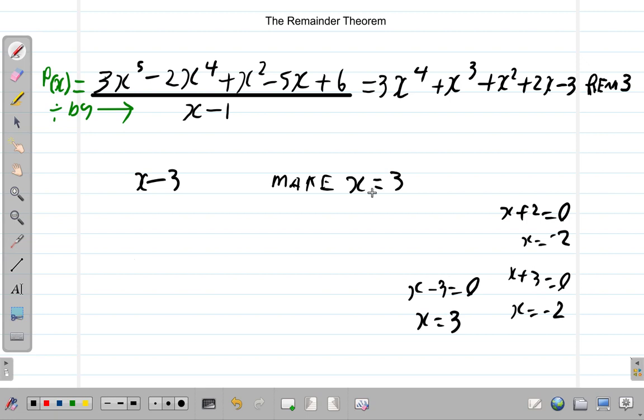Alright? So, to recap, if you have a polynomial and the polynomial is divided by a linear expression, and you're asked what is the remainder when it's divided by that linear expression, equate the linear expression to 0, find out what x is, and put the value in for x. What you get when you do the calculation is the remainder.